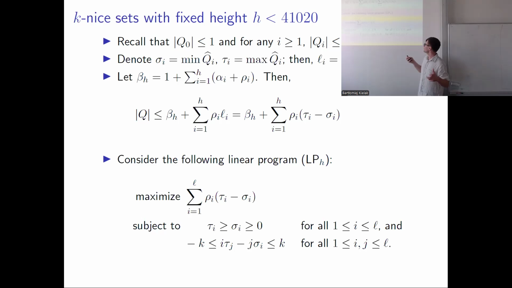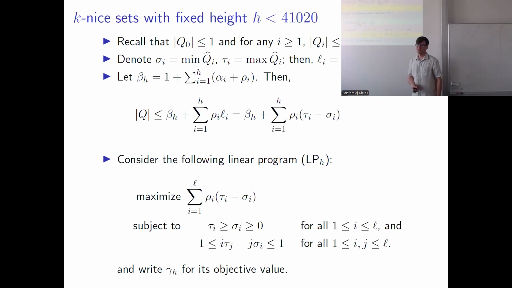And also note that we need to verify this crossing condition only for the extremal points, so for the endpoints of the segments. So that's why we need those sigma i's and tau i's. But on the other hand, everything here is linear, so I can basically divide everything by k, and now I get a linear program which depends only on h. And I can try to basically solve it.